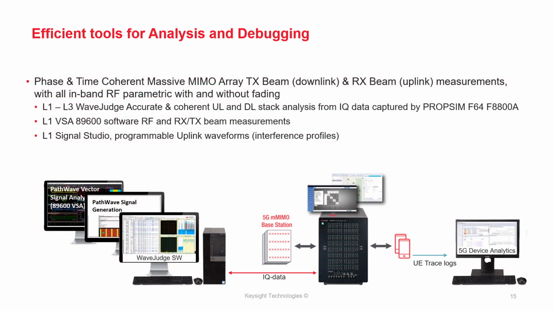PropSim Channel Emulator-based solutions support efficient tools for analytics and debugging for phase and time-coherent massive MIMO measurement. With the VSA 89600 software, RF and Rx/Tx beam measurements, with the WaveJudge, accurate and coherent layer 1 to layer 3 stack analysis, and with Signal Studio, you can program uplink waveform insertion, for example, interference profiles.